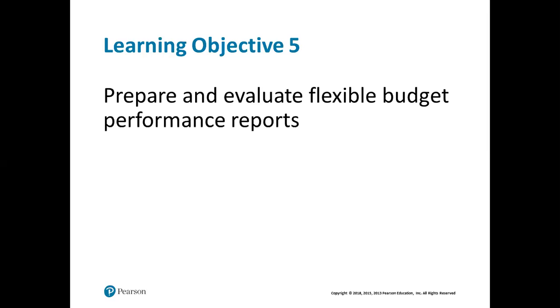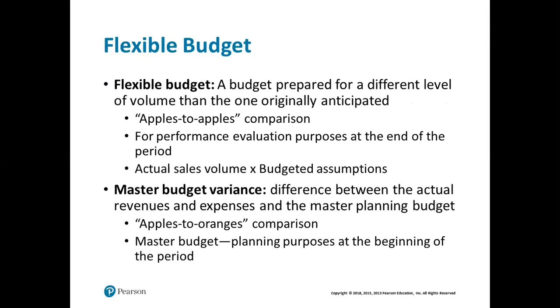Preparing a flexible budget. Now, a flexible budget is prepared differently because we're going to assume certain things, but we can change it. We can change the budget. We can change the assumptions, and it's not fixed. So the master budget variance is one thing, but a flexible budget is a budget that is flexible to change. And that's what makes it different.